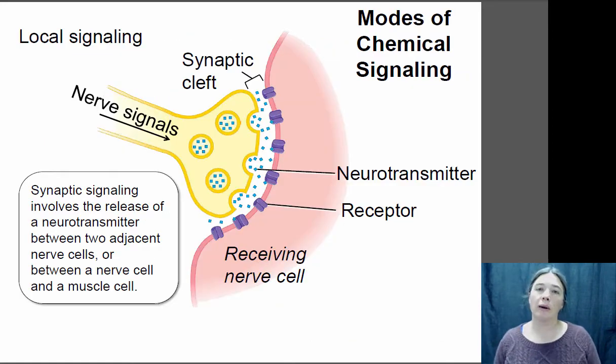Synaptic signaling, we talked about that when we were talking about the nervous system. That is when nerve cells have a synapse or a connection with another cell. It can be another nerve, it can be a muscle cell, it can be a number of different things. And the neuron actually communicates chemically with the next cell over by releasing neurotransmitters, which then stimulate a response in the adjacent cell. So again, it's a cell that is close to another cell.